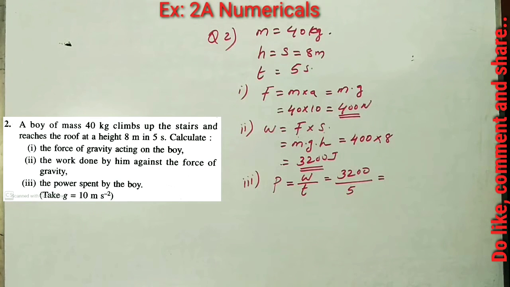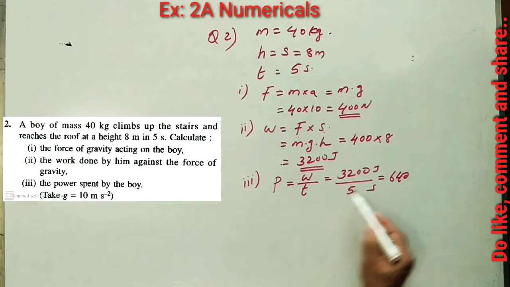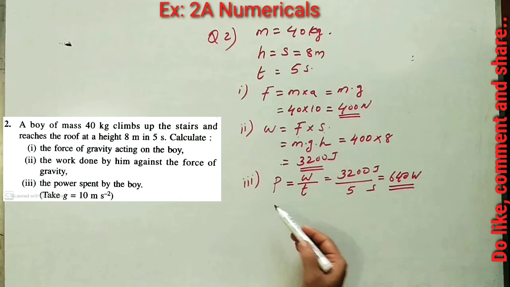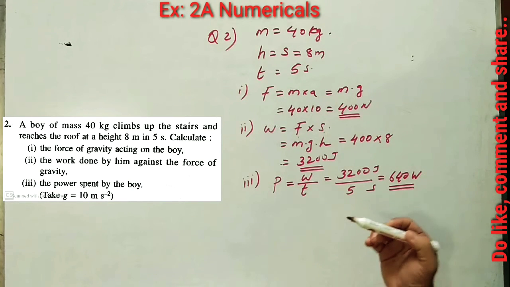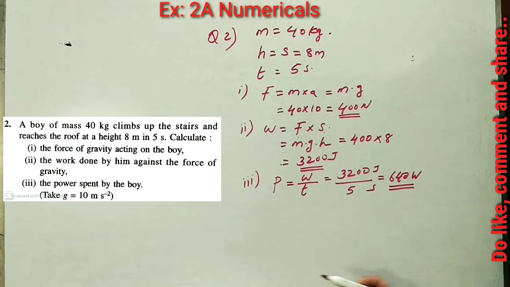How much are we getting? That's equal to 640 joule per second, right? Joule per second is watt. So what's the power spent by the boy? 640 watt. Is that clear? If you know the formula, these are some kind of direct substitution questions. You can directly put the value and get the answer.